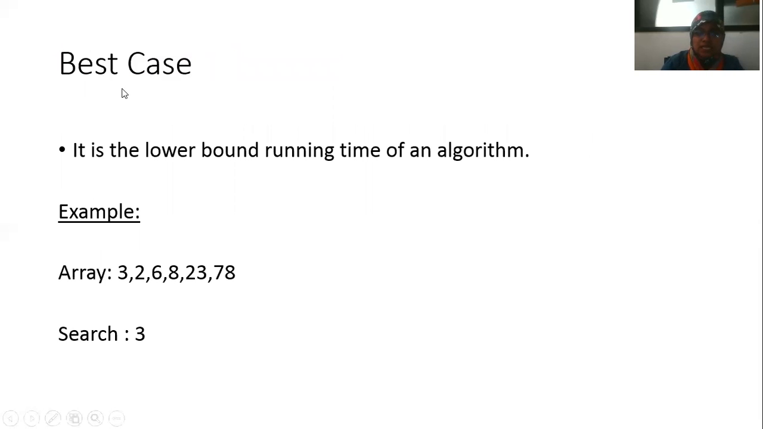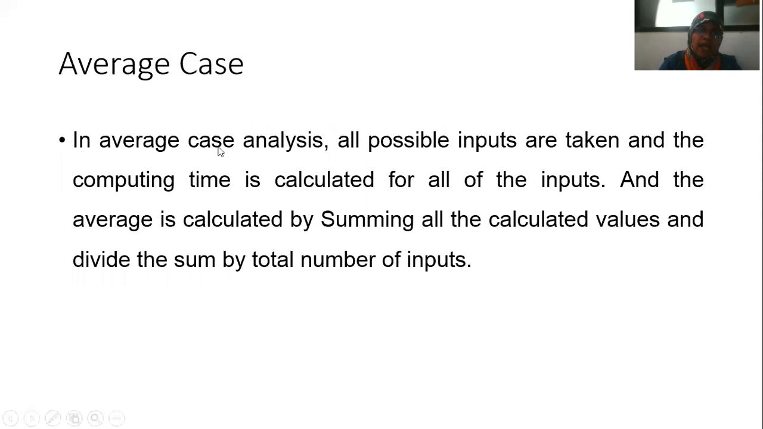The next is the best case analysis, which is the lower bound running time of the algorithm. Lower bound running time is the least time it takes for giving the output. Suppose I have the set of numbers 3, 2, 6, 8, 23 and 78. And my problem is to search for the number 3 in the list. Number 3 is present as the first number in the list. So on the first iteration itself, it will say the number is found. This is the best case analysis, where we are searching for a number which is the first number in the list.